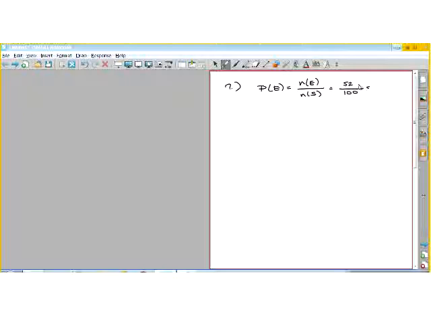So we get 52 out of 100, which can be simplified. You can divide both by 4, and you'll get 13 over 25. So that's the probability of picking a female at random from the 100 people that went to the career fair.